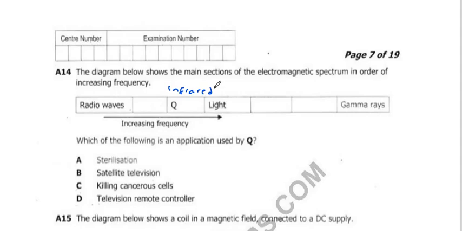And what is the use of infrared? Infrared is used in television remote controllers. So we have D as the correct answer.